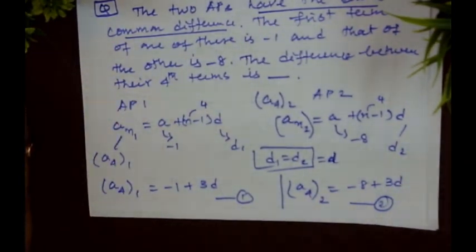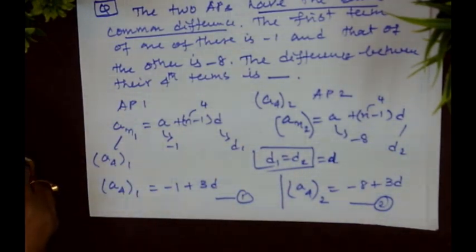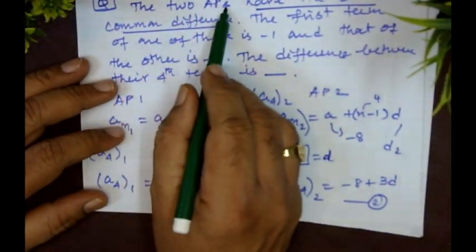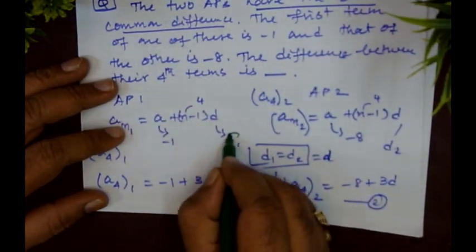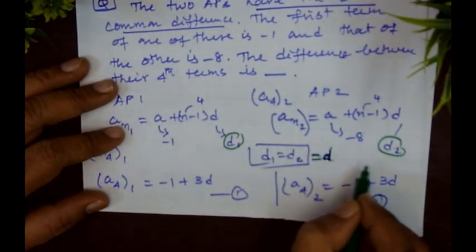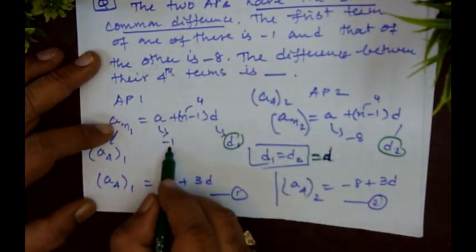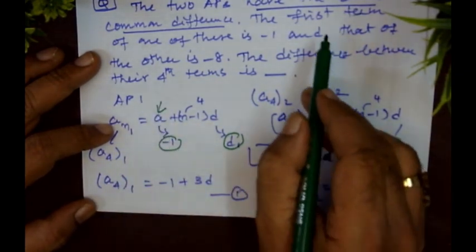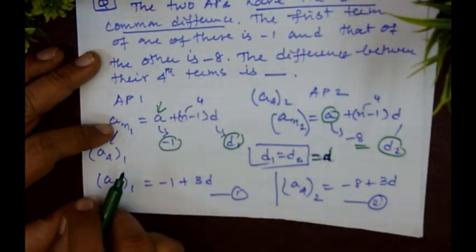Got it? Yes, sir. So let me explain once again. The two APs have the same common difference. So d1, d2, they have the same, so d1 is equal to d2, that is maintained as d here. The first term of one of these is minus 1, so this is the first term, minus 1. And this AP, minus 8, so the first term of the second AP is minus 8.